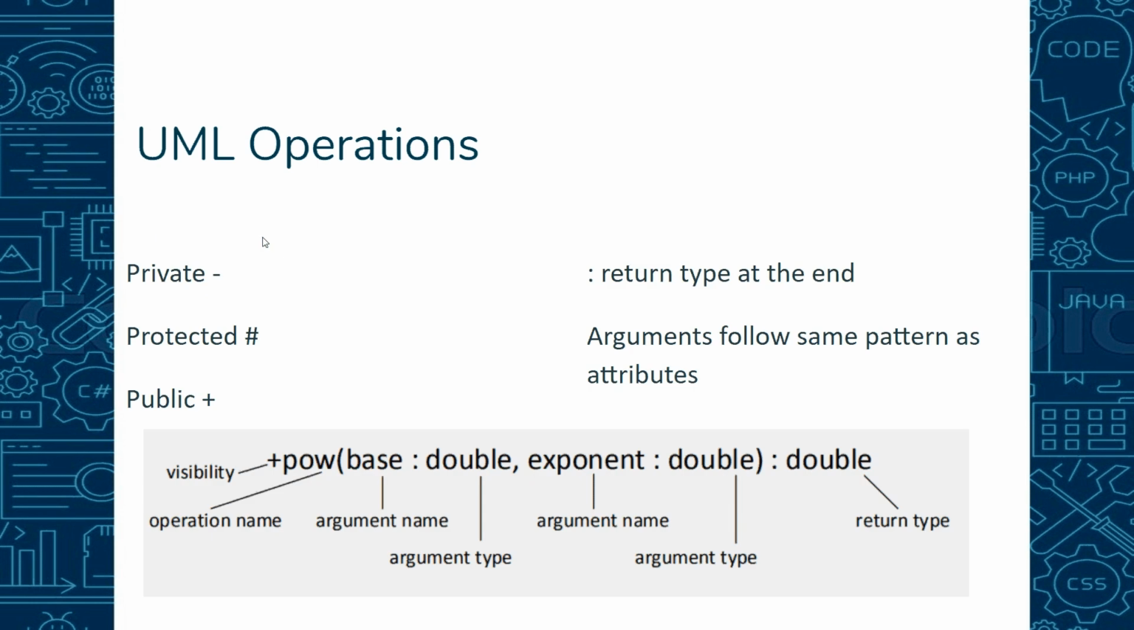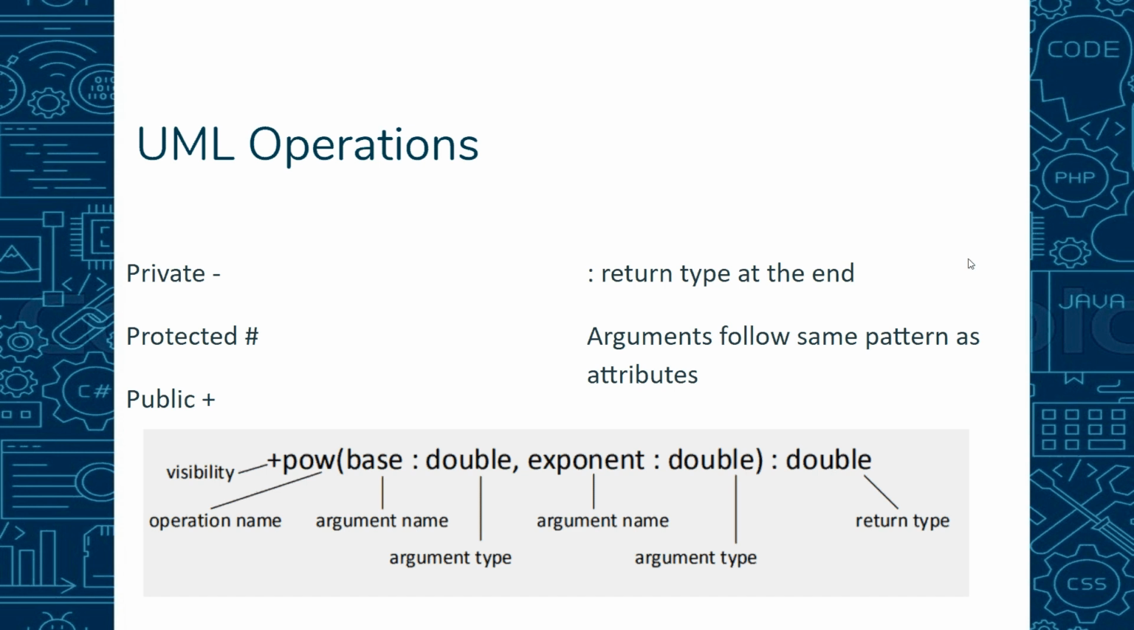Okay, now suppose this is a function here. We know it's public, and this is the name of that function. It's called pow. This function has two parameters. It has a parameter called base, which is a double, and a parameter called exponent, which is also a double. Now that ends the parentheses. Over here we have what this function is going to return.